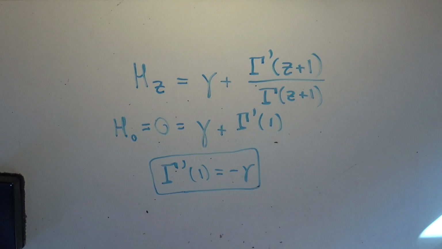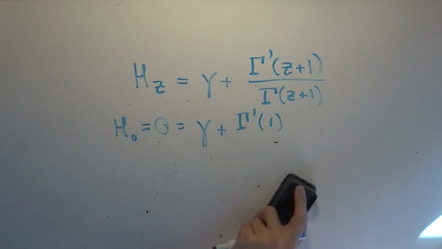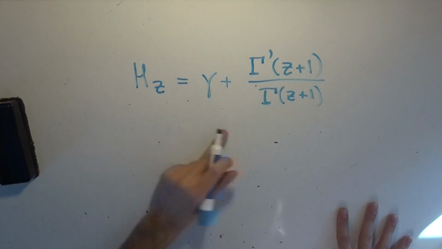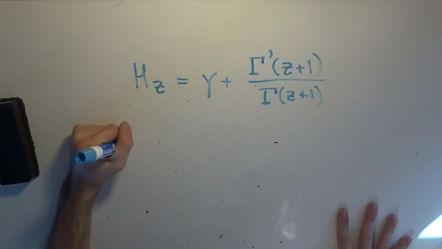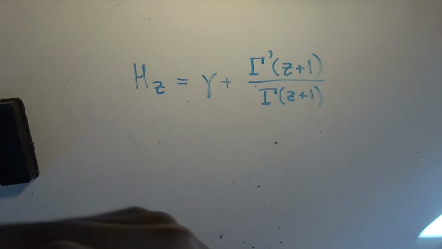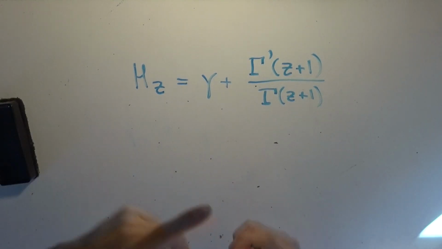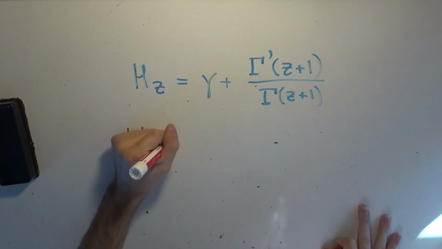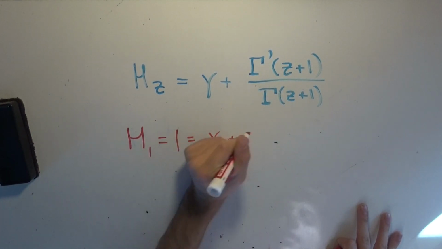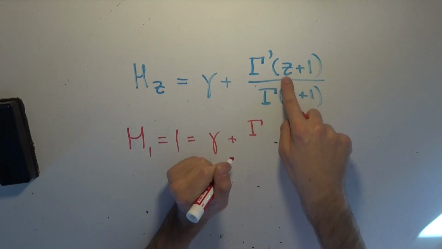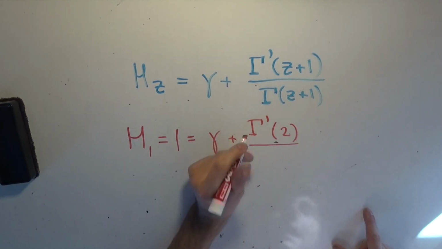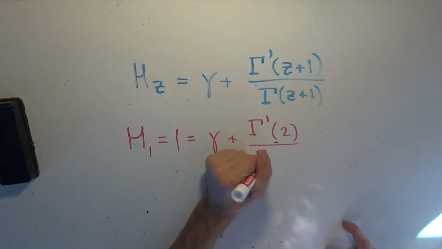Isn't that quite cool? Well, we have one more value that we can quickly check out because we know what another very simple value of gamma is. We can plug in 1. All these pens are running out of ink. We know that the first harmonic number, H1, is just equal to 1, and again this has to be equal to the Euler-Mascheroni constant plus the derivative of the gamma function at 1 plus 1, which is of course just 2, divided by gamma of 1 plus 1, which is of course gamma of 2.